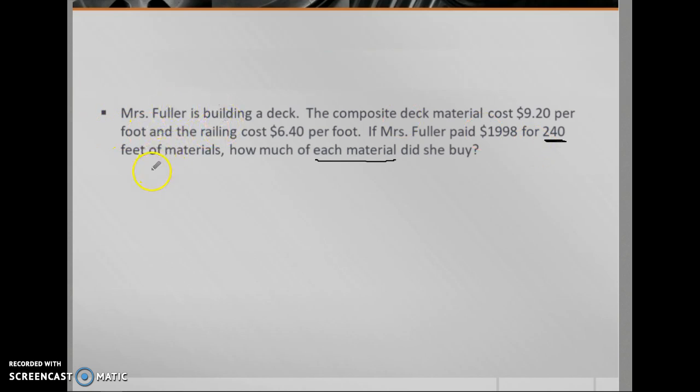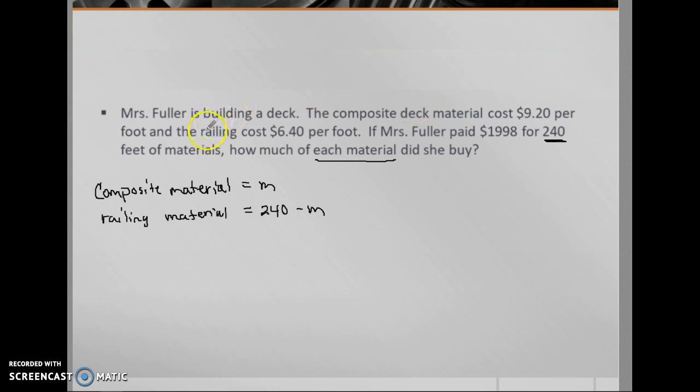So just like last time, if we set a variable equal to one of them, so if we say our composite material is set equal to M, then our railing material would be equal to our total material minus our composite. So our 240 minus our composite, giving us two expressions we can use. So now we can set it up with our money values.